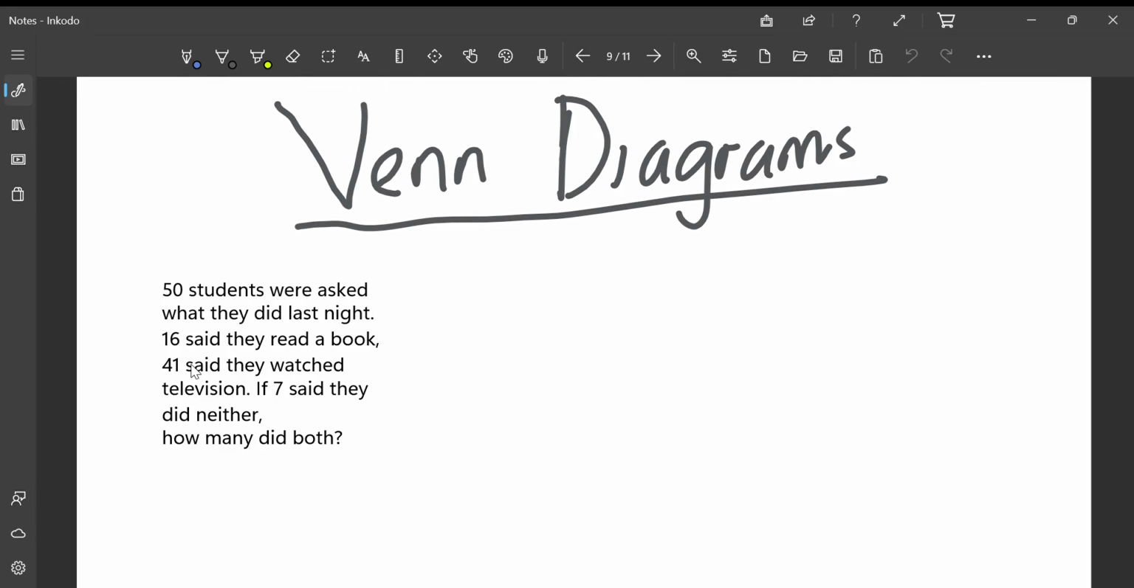So to help us to better represent that data so that it's easy for us to see what we know and what we don't know, we use Venn diagrams. So Venn diagrams are a pretty easy and straightforward way of solving questions in mathematics. So let's look at this example on Venn diagrams.